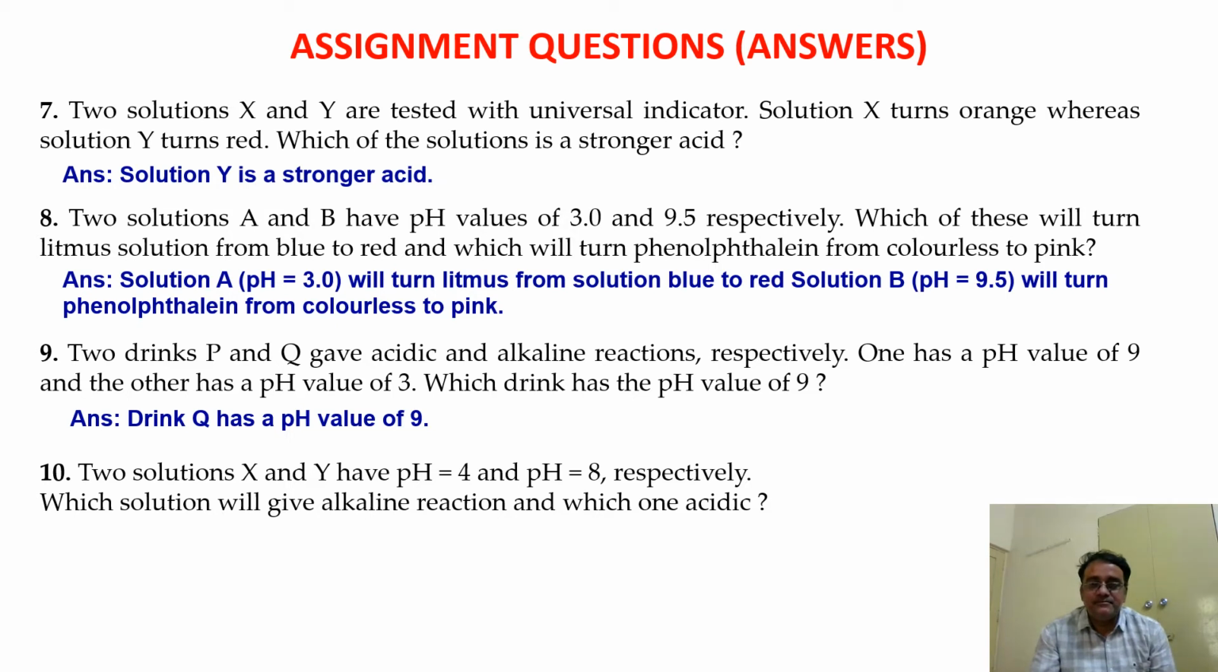Next, two solutions X and Y have pH equals 4 and pH equals 8 respectively. So which solution will give an alkaline reaction and which one acidic? So acidic is less than 7, that is X, and base is more than 7 pH, so Y.